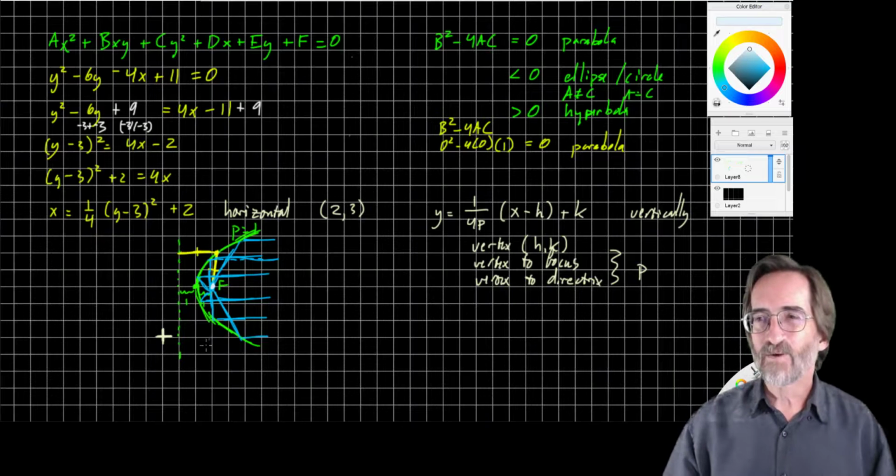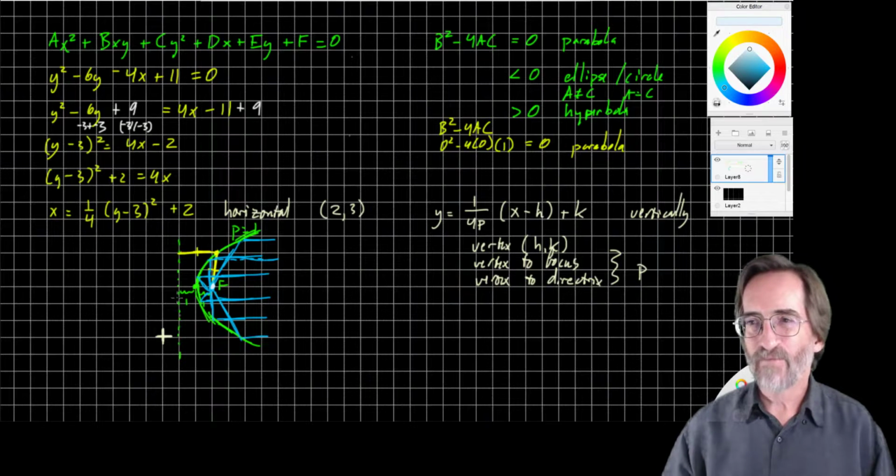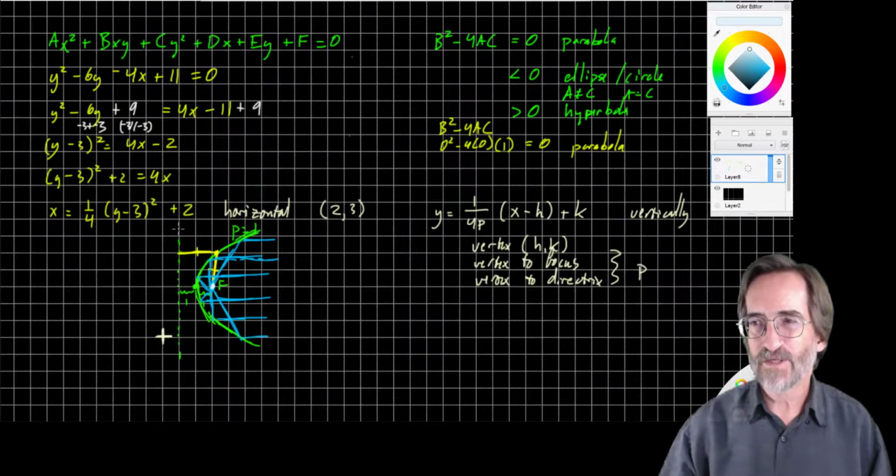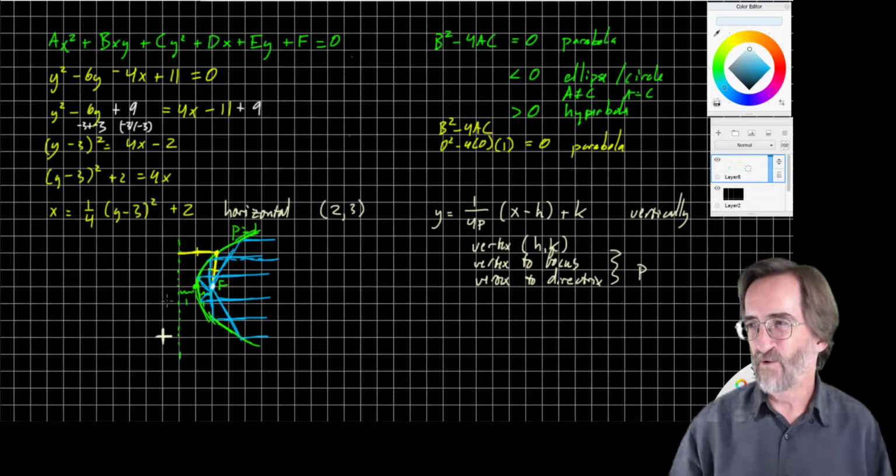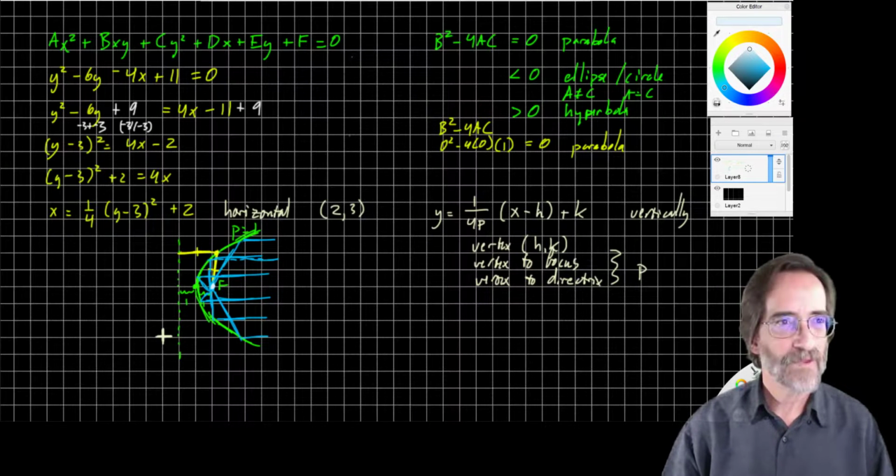All right, so that's how you place a parabola in standard form from general form, and the parts of it. Hopefully that helps.